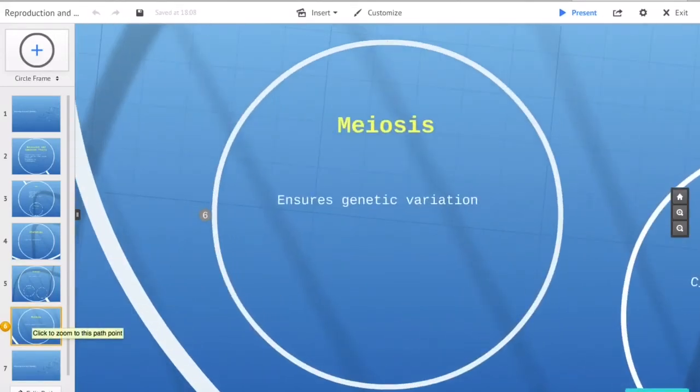And then finally we have meiosis. Meiosis produces non-identical daughter cells and ensures genetic variation in organisms.